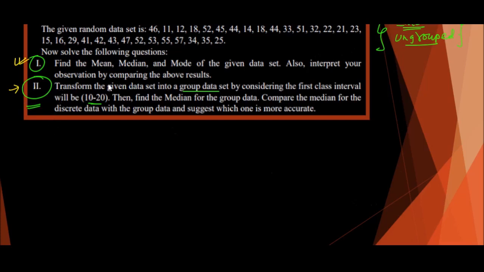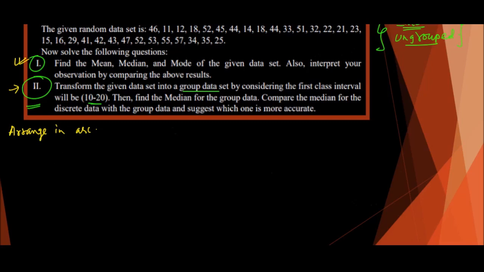Here you can see: transform the given data into a group data set by considering the first class interval to be 10 to 20, then find the median for the group data, compare the median for the discrete data with the group data, and suggest which one is more accurate. So first you arrange it just like our previous treatment, in ascending order.